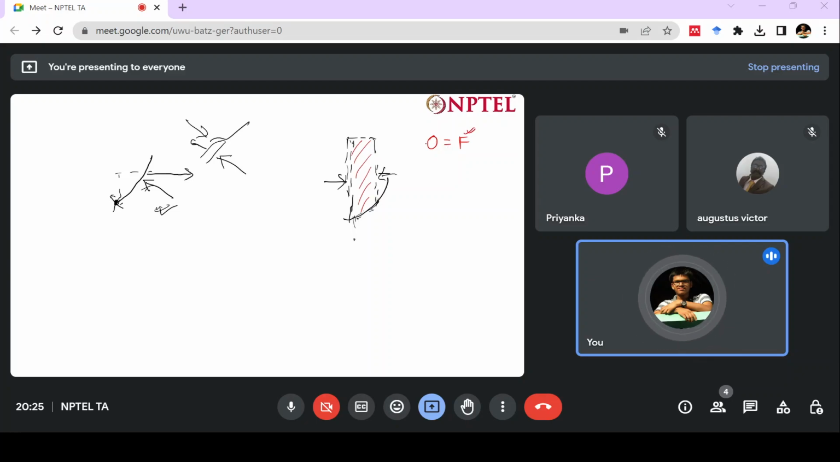Since this is a steady problem, not only steady, this is a hydrostatic problem, there is no velocity at all. So your left hand side will definitely be zero. So your net force that is acting on this must be zero. Okay, that is clear. So what are the forces acting on this?